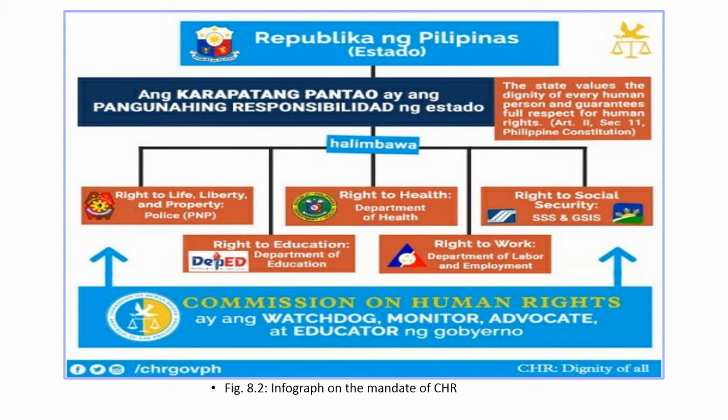Here, the Commission on Human Rights, they are the watchdogs. I'm sorry, it is the watchdog. They monitor, they advocate, and they educate the government. And this is independent, okay? This is independent from the executive, the legislative, and the judiciary, the three branches of the government. Why is there a need for them to be independent? Because the CHR will now go against people from the government itself. What it is fighting for is the protection of the people against the abuses done by the government.